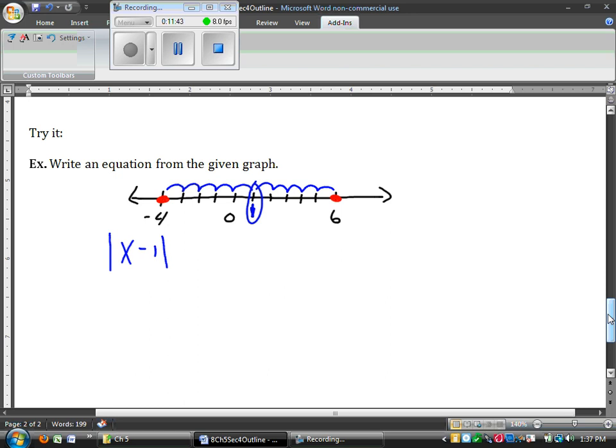Now, as we said, the way that we find the part that it's equal to is we take a look at how many units each is from the midpoint. We said this was 5 units. This was 5 units. So we know that absolute value of x minus 1 is equal to 5.